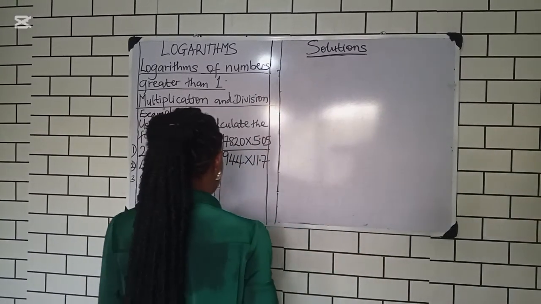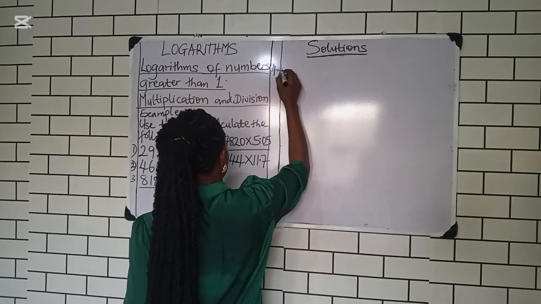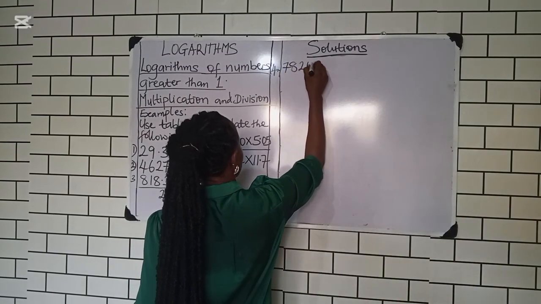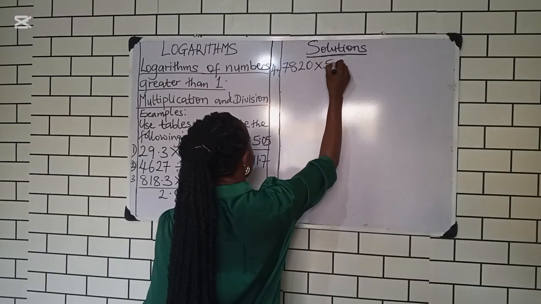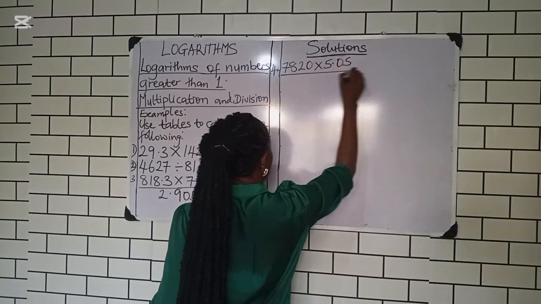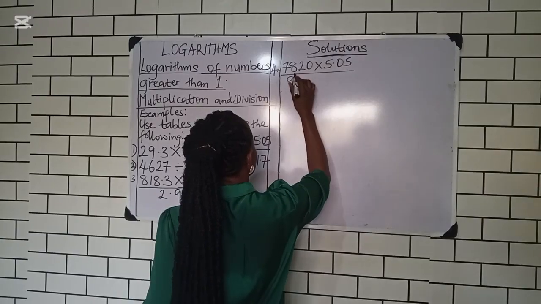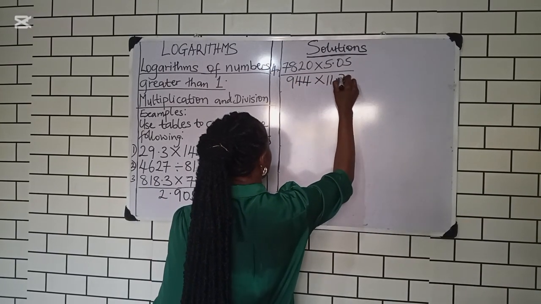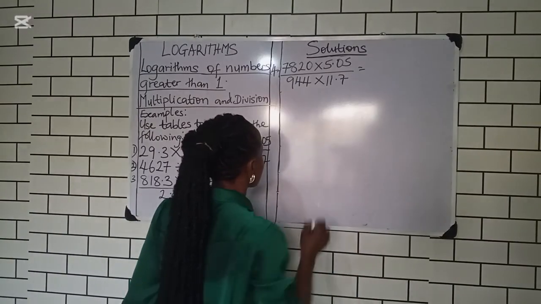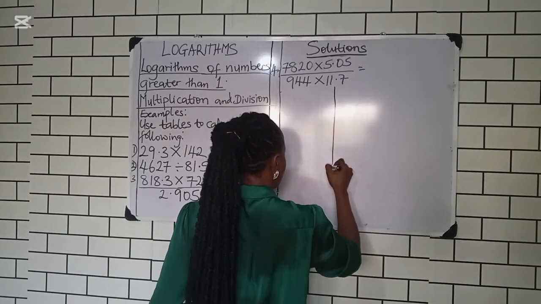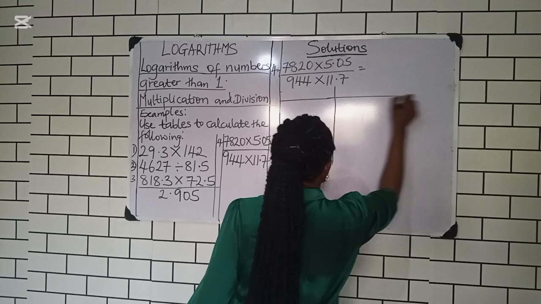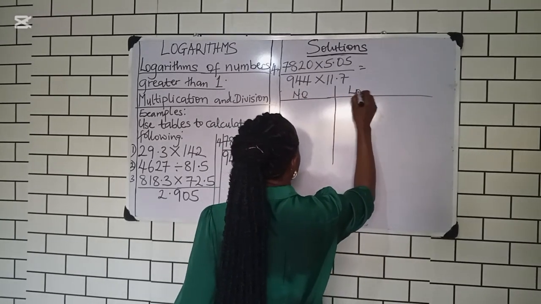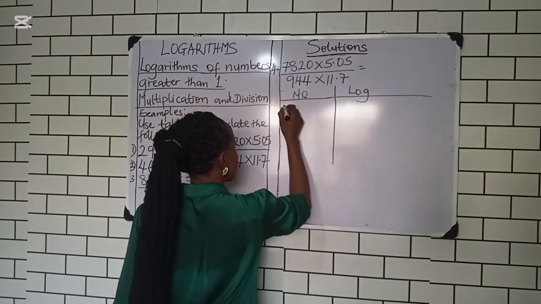Question number 4, we have 7820 times 5.05 all over 944 times 11.7. Now, you know the first step, drawing your table. Drawing the table, you have your number, and your log.